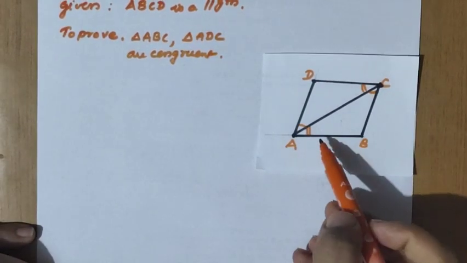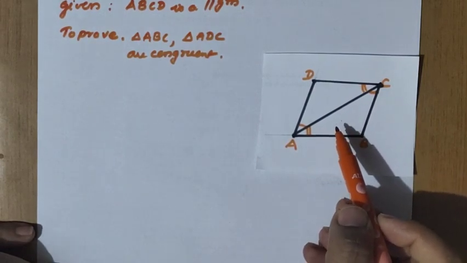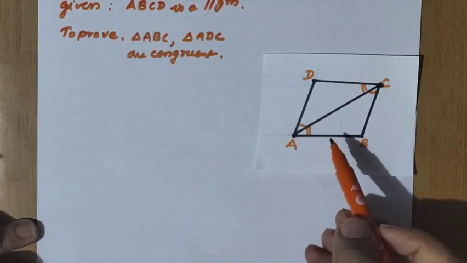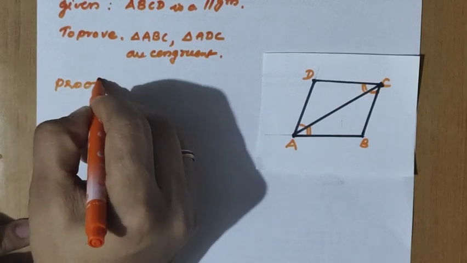We can take it as a construction only, join the diagonal, but the diagonal divides the parallelogram, it's already told. So if you mention it or not, that doesn't matter too much. So next we can go to the proof.